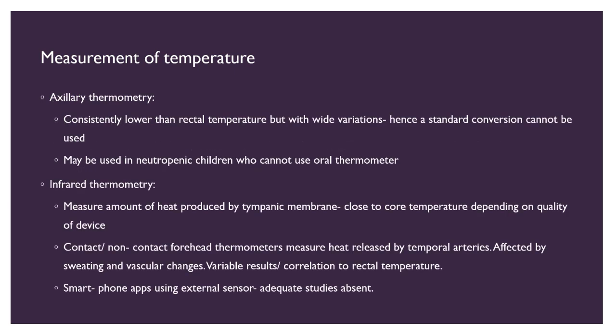Axillary thermometry is done via the armpit of the child. So this, as you can imagine, is a very peripheral source of temperature measurement. It's very prone to variations and inconsistent conversion between the axillary and the rectal. So it's not very reliable. But if you have a child who's not able to use an oral thermometer or has a contraindication to rectal, then you can go for the axillary temperature measurement.